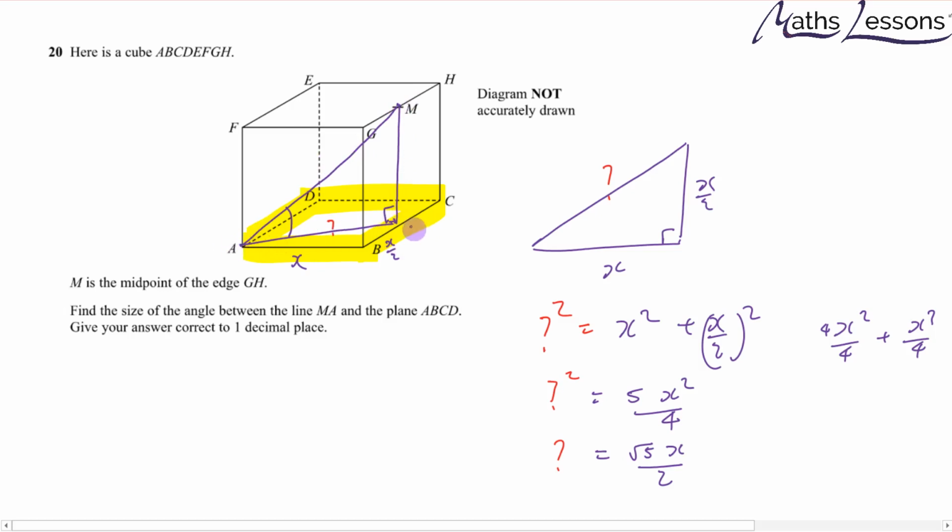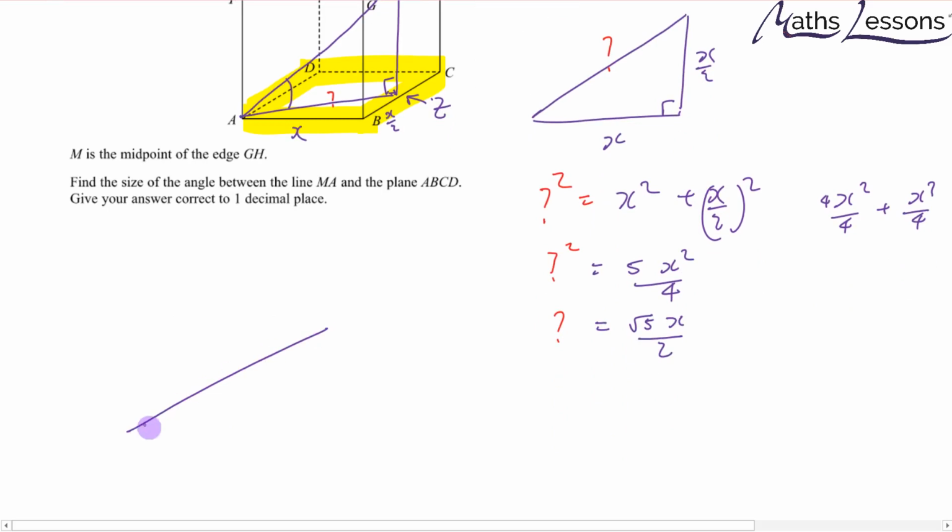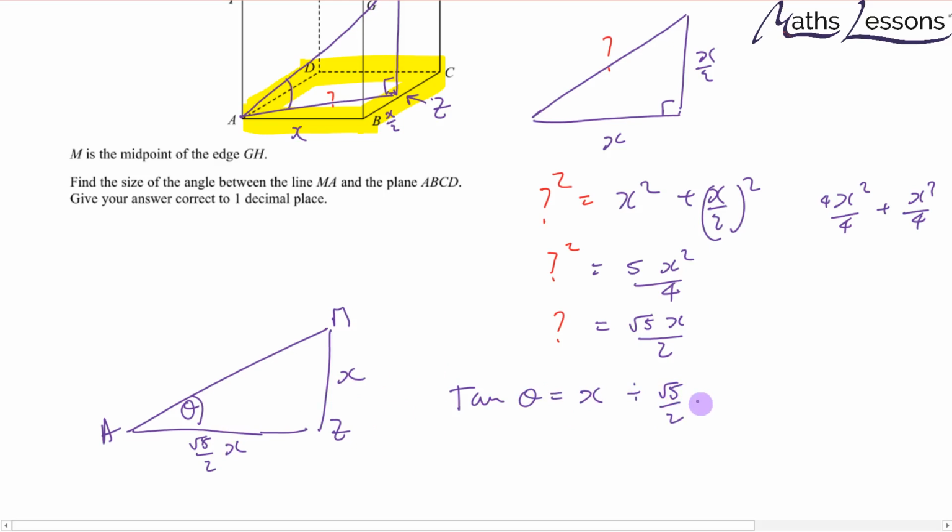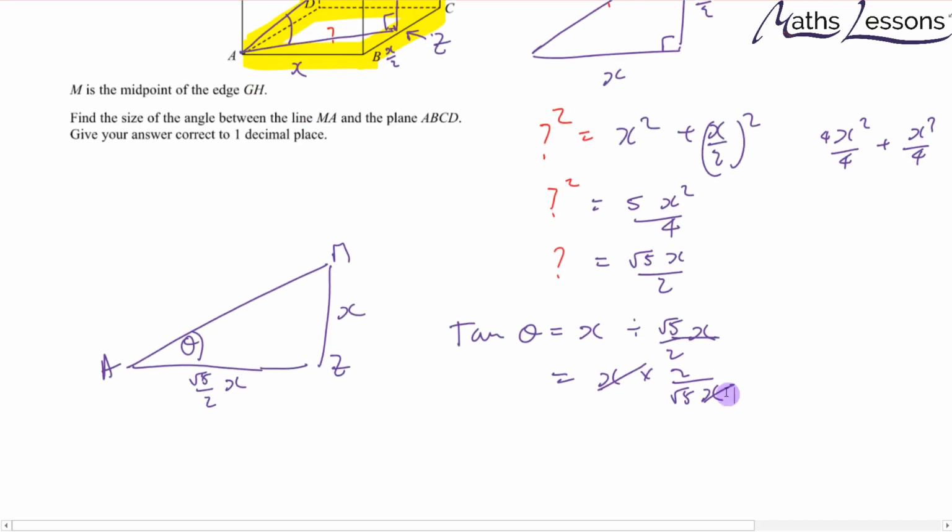Now we're going to draw out this triangle, AM, and this point down here. What letter have we not got on here? Let's call it Z, just to make sure it's a letter we don't have. So we draw a triangle of A, M, and Z. We now know this is root 5 over 2 times x, and this is also x high because it's a cube, and we want this angle here. Tan theta is equal to that side over that side, so x divided by root 5 x over 2. Turn it upside down and multiply, so the 2 and the root 5 go on the bottom. We can cancel the x, so tan theta is equal to 2 over the square root of 5.